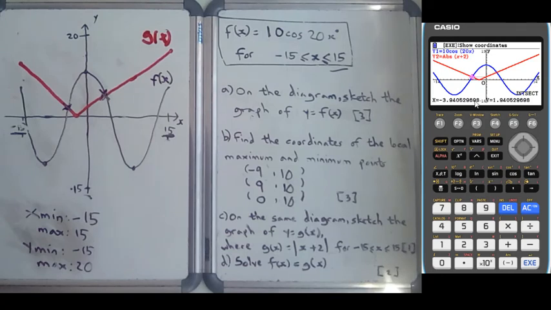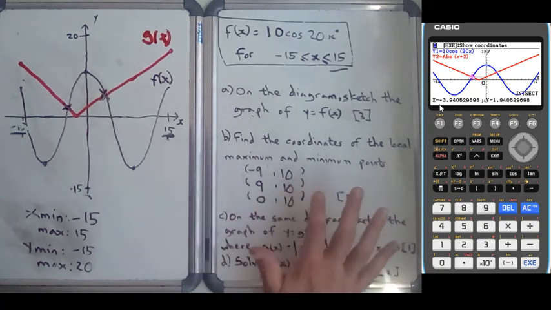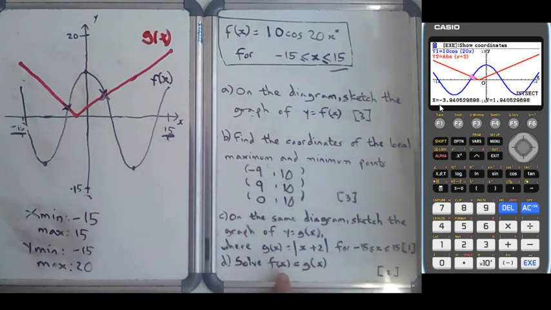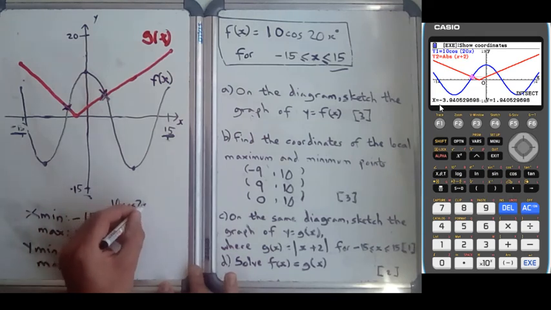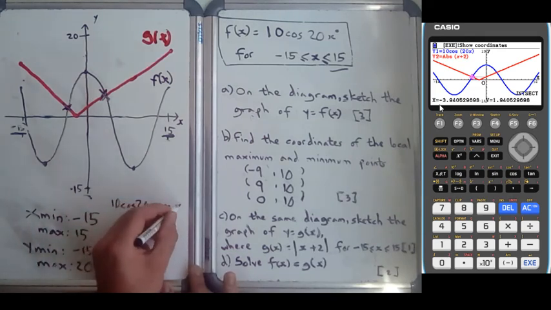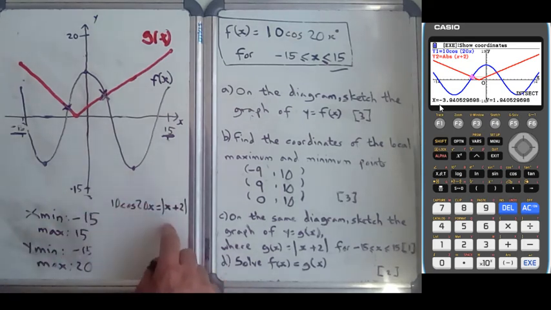That says x equals minus 3.9405 and so on. Y equals 1.9405. Now, if it said write down the coordinates of the points of intersection, I would need the x values and the y values, a bit like where I was finding minimum and maximum points. In this case, it just said solve f of x equals g of x. So actually, I only need to know the x values, because you're effectively solving 10 cos 20x equals the absolute value of x plus 2. So I'm just finding which x values make that true. So the answer only needs to involve x. So the first one is minus 3.94.